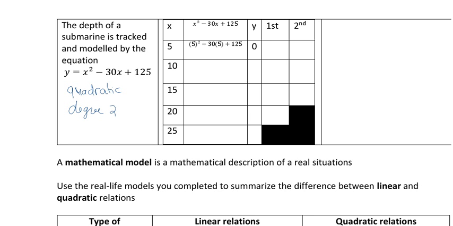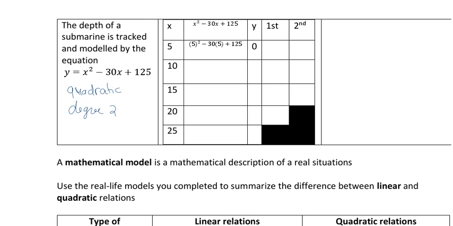Now, we're replacing the x's with the x values that they've given us. So they gave us 5, 10, 15, 20, 25. Whenever you have an x, you're going to replace it with the x value. For the first one, they did it for us. They replaced the x with 5. So that's 5 squared minus 30 times 5 plus 125.